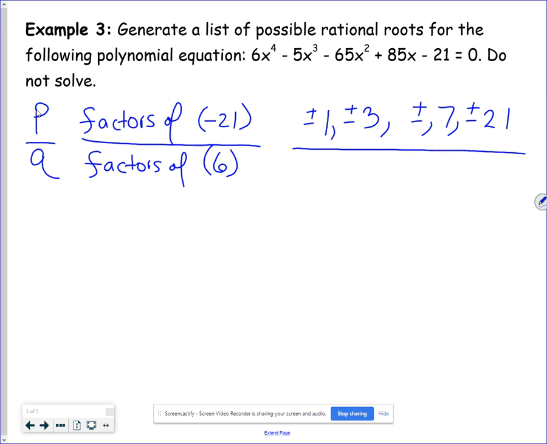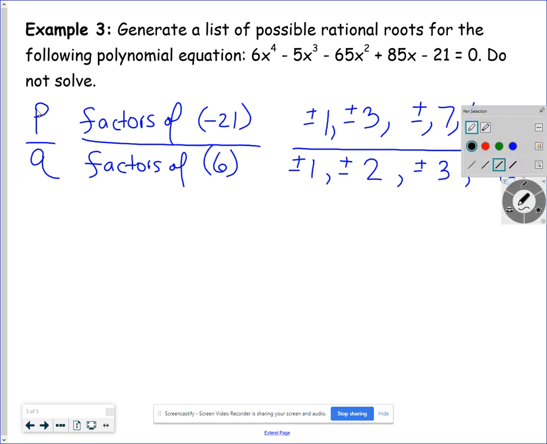And then let's do the bottom. So on the bottom, we want factors of 6. So we got 1 and 6, 2 and 3, and that's it. And then of course we got our positive and negatives. So here's what I want you to do. I want you to generate that list. I always want to see this. Label it again, PRR, which stands for list of possible rational roots.